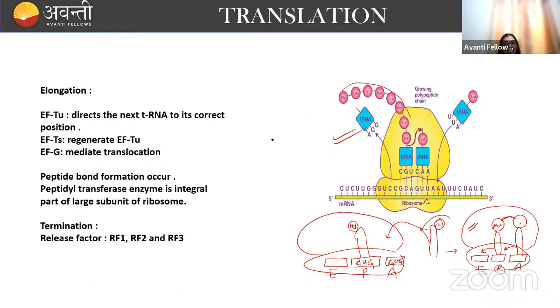After elongation comes the termination. There are some release factors present: RF1, RF2, and RF3 in the case of prokaryotes. The role of these release factors is in the recognition of the stop codon. Once they recognize the stop codon, the translation stops, the ribosome subunits dissociate, and the polypeptide chain is released.